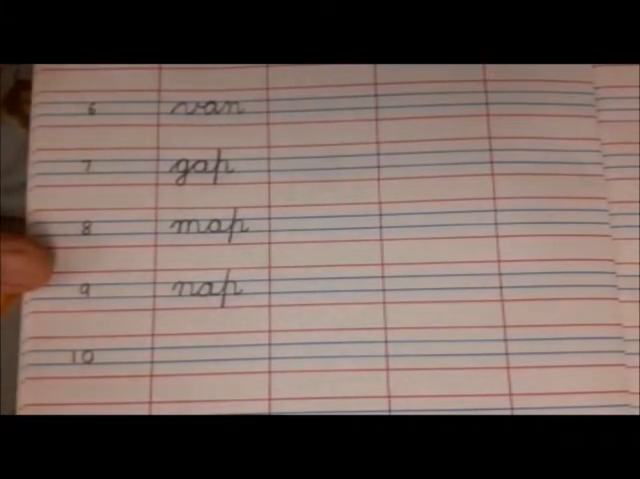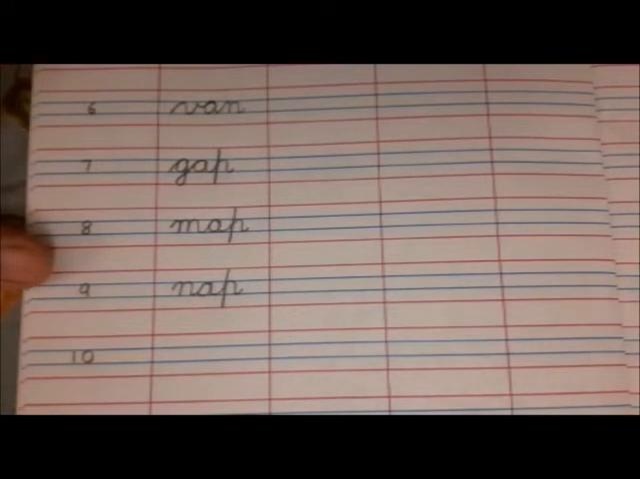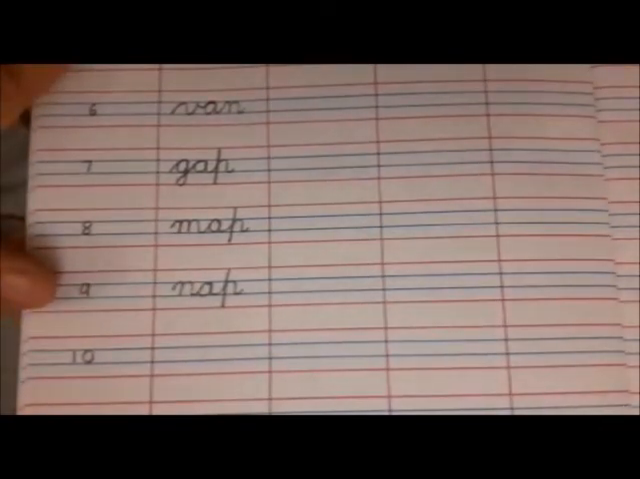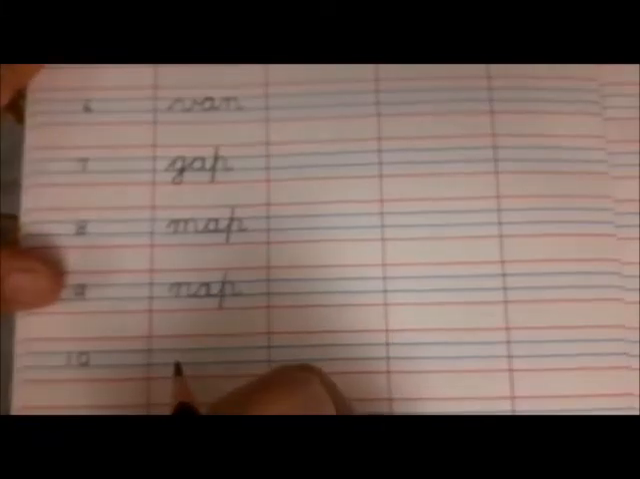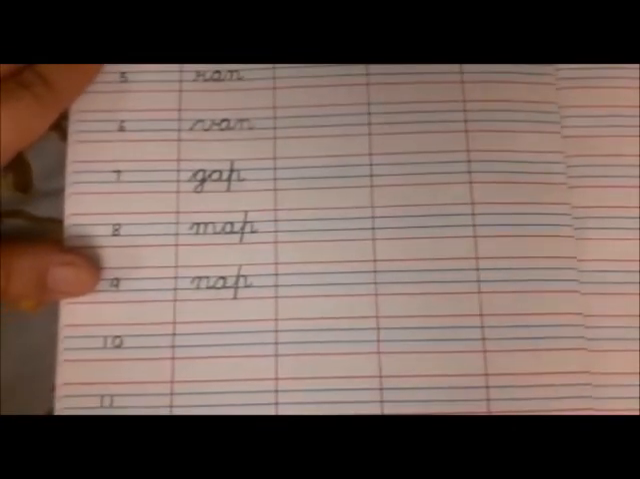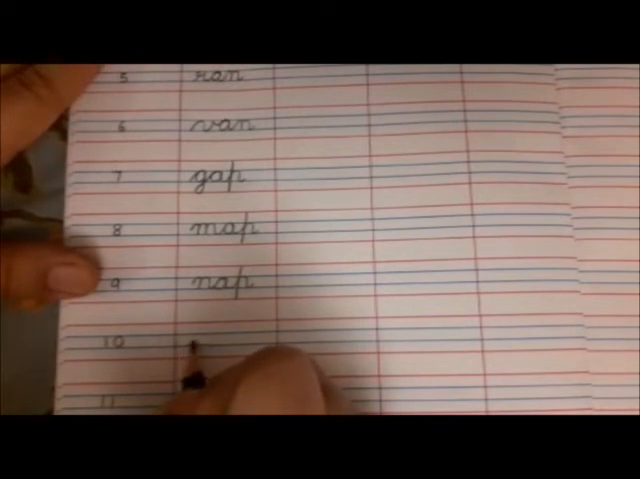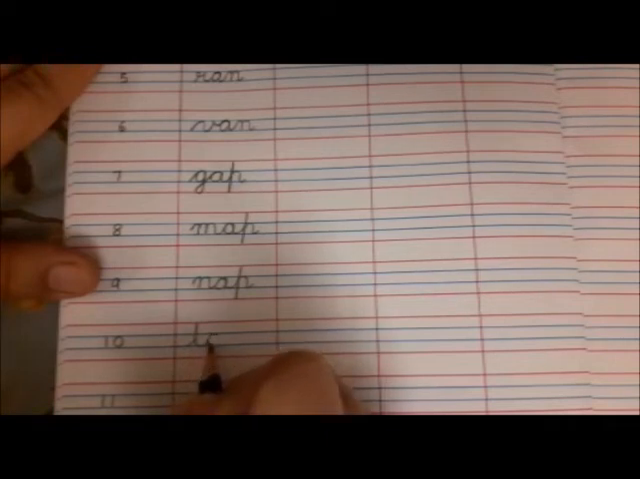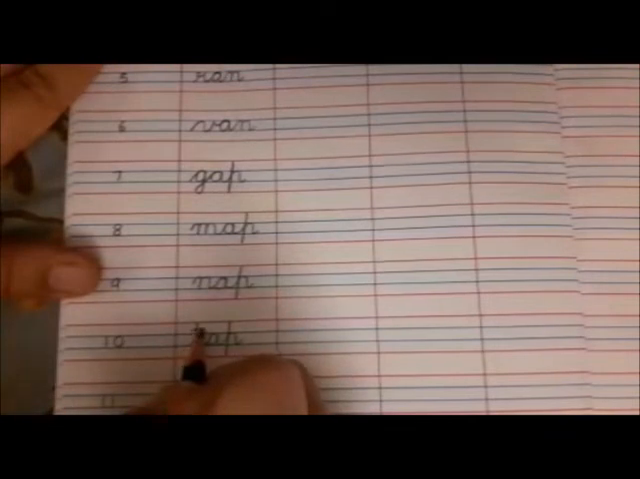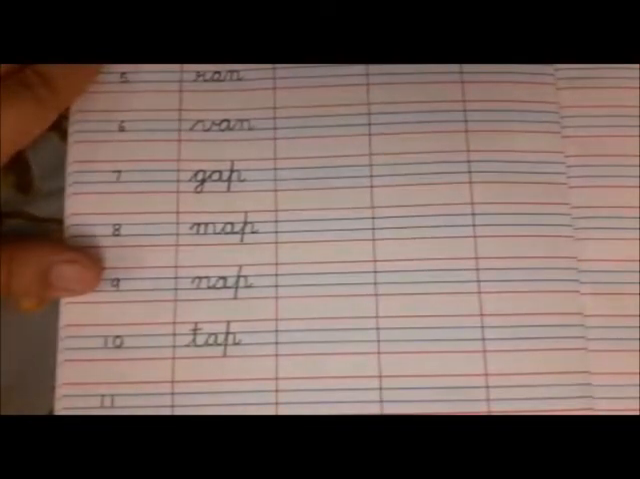Next word, when I turn it on, water comes from it. What is it? I turn it on when I need to brush my teeth or wash my hands. It belongs to the ap family. Tap. Tail goes up. And P. Tap. Very good.